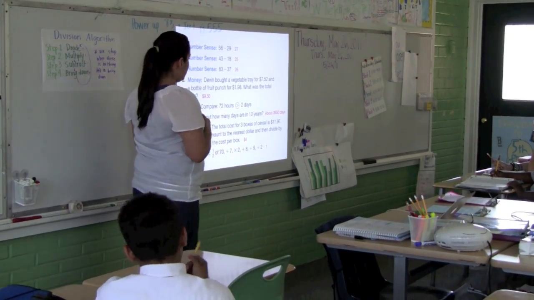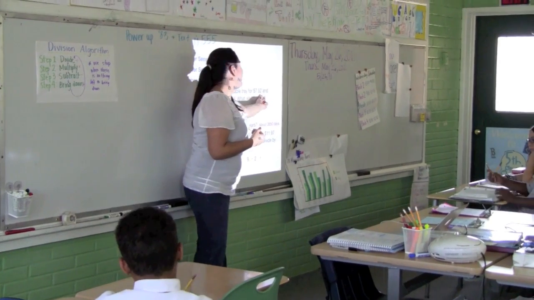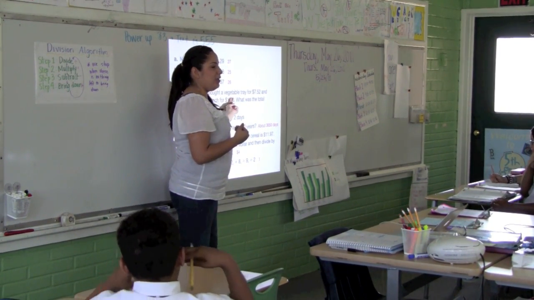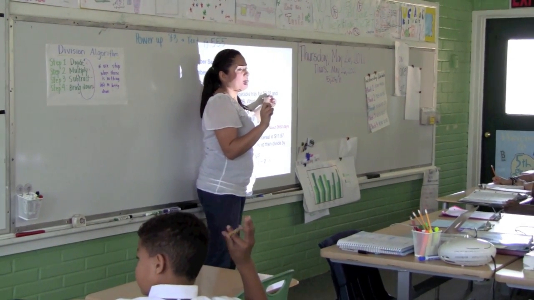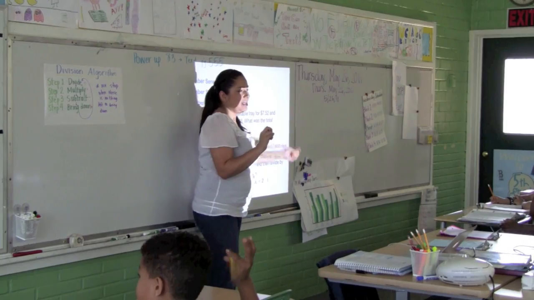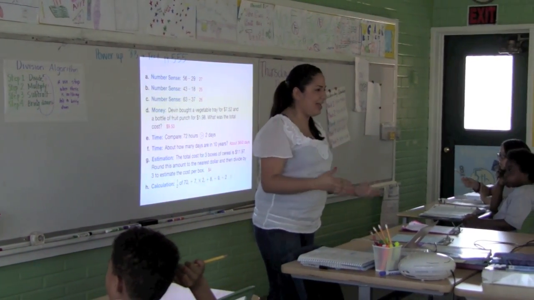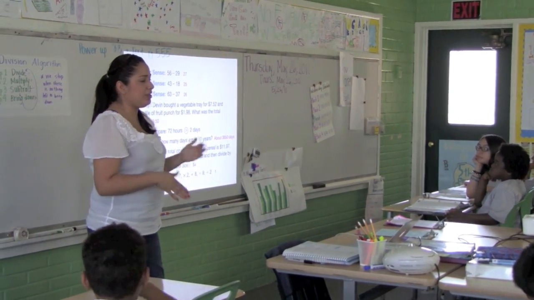Strategy I would use for this one: I would take 2 from 52 and give it to 98. So $1.98 becomes $2, and $7.52 becomes $7.50. $7.50 plus $2 is $9.50. And these are all strategies that we've been using throughout the year.